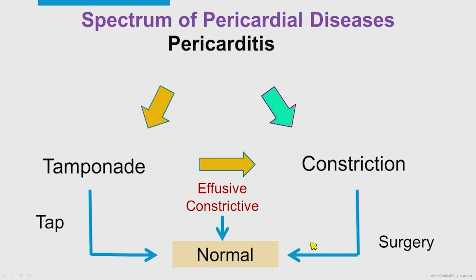So I think it's important that we also recognize effusive constriction. Some of them return to normal spontaneously, but we want to treat them with NSAID or steroid unless they have significant chest pain, because we don't want to take any chance that they move to the chronic constrictive phase.